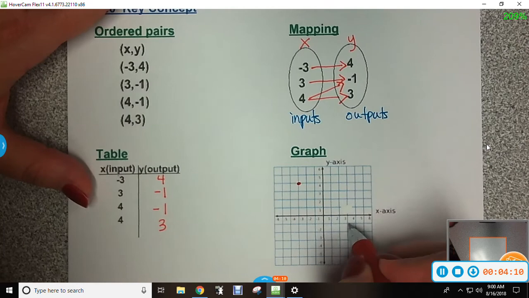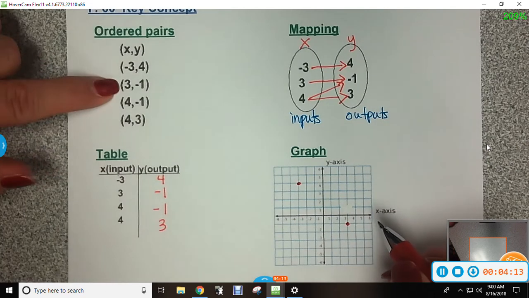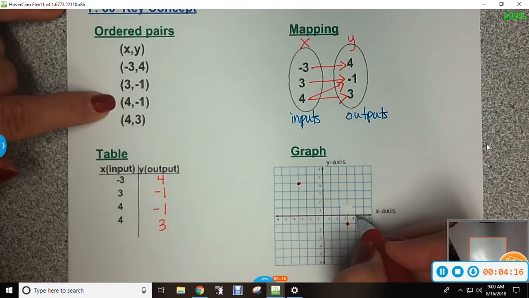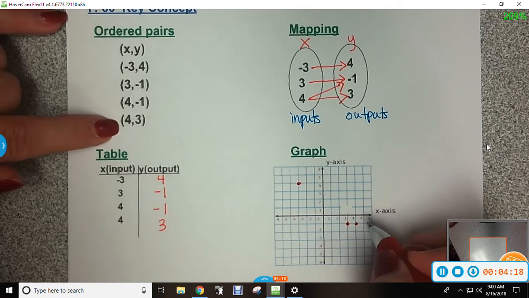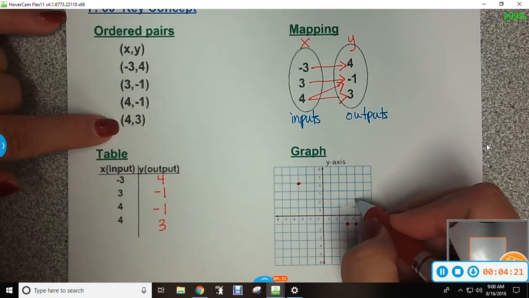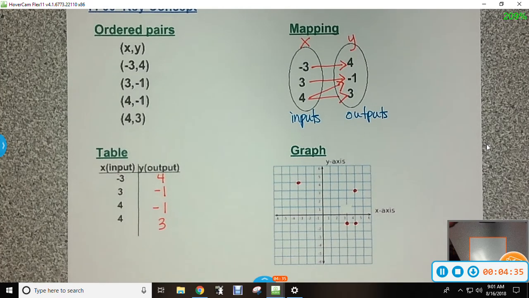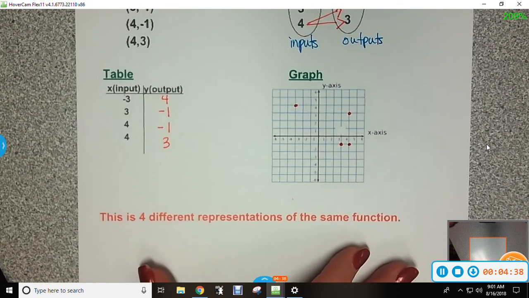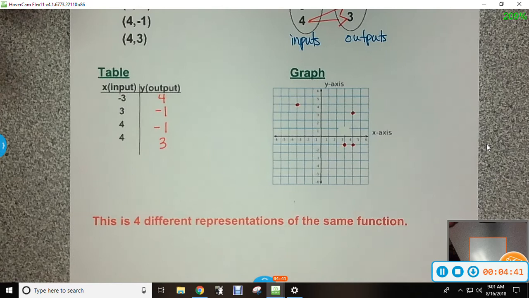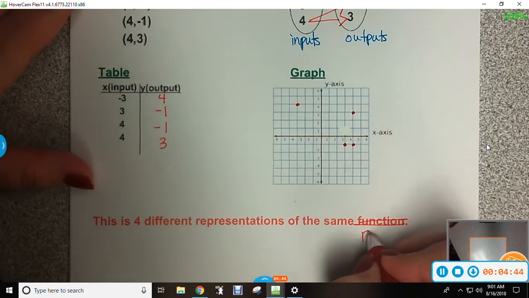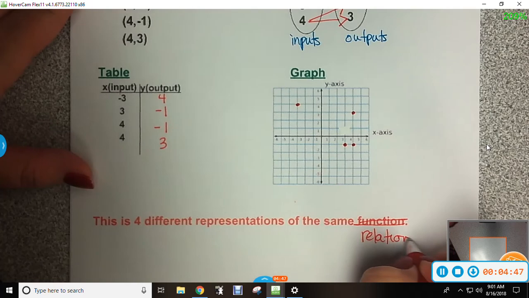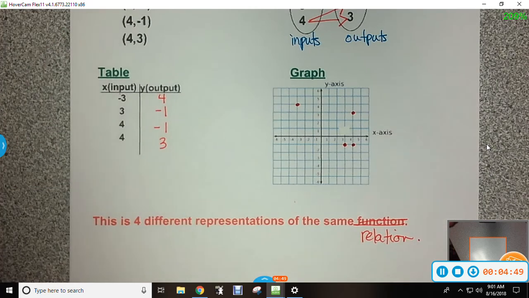Okay, so over 3, down 1 because it's a -1. 4, -1, I'm going to go right 4, down 1. And then 4, 3, I go right 4 and up 3. I don't have to connect those. All I have to do is plot the points. A relation does not necessarily graph a line or anything else. It's just a bunch of points scattered on a graph. Okay. So once again, this is 4 different representations of the exact same, not function, that's a relation. We're going to talk about a function here in just a minute.